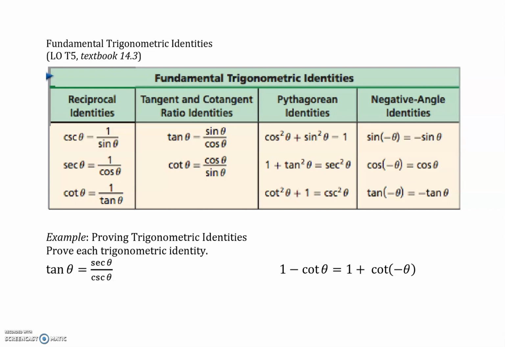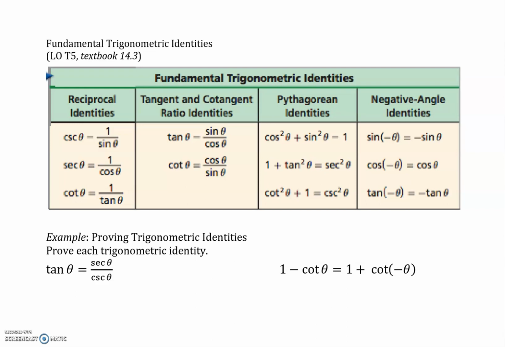So then we have a couple more identities we haven't talked about yet. There's the Pythagorean identity, which really relates to the Pythagorean theorem, which we all know and love, right? A squared plus b squared equals c squared. And here we're looking at cosine squared theta plus sine squared theta equals 1, right? 1 plus tangent squared theta equals secant squared theta, cotangent squared theta plus 1 equals cosecant squared theta.